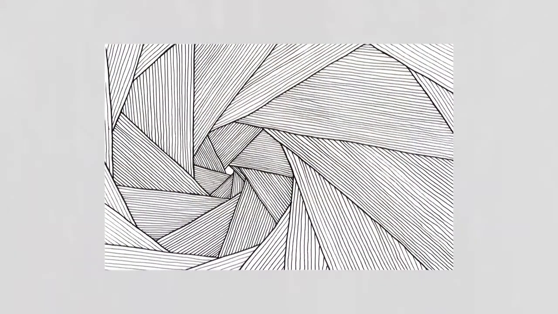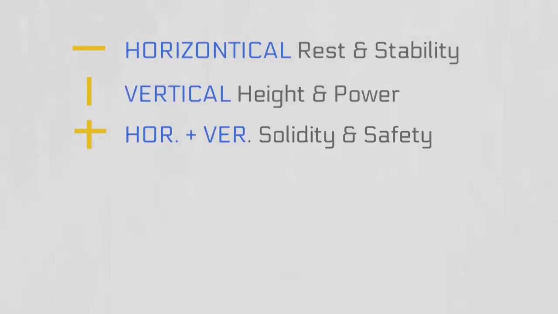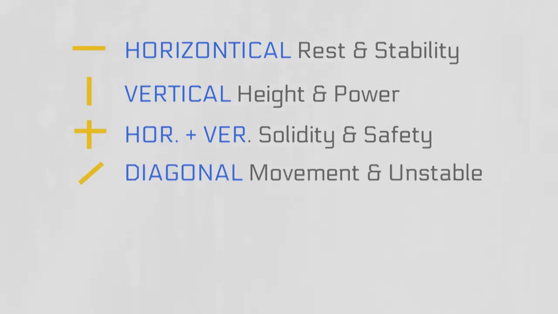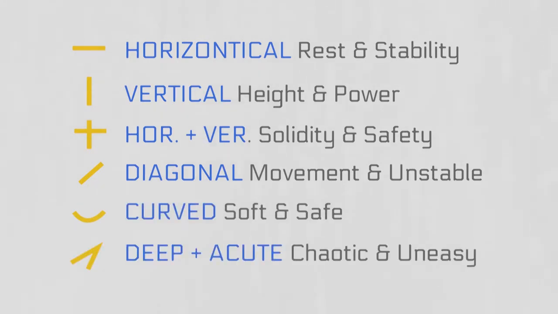So now we're going to explore the psychology behind shapes. As you know already, shapes are made up of lines, and even lines give a certain impression of things. Horizontal lines suggest rest and stability. Vertical lines suggest height and power. Diagonal lines suggest movement and instability. Curved lines are soft and safe. Sharp angled lines are chaotic, uneasy and suggest speed.